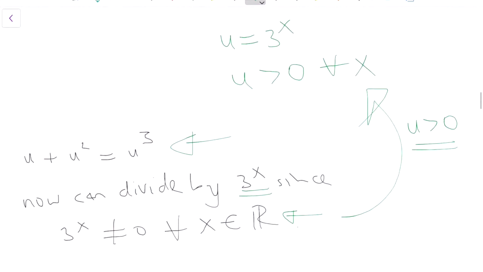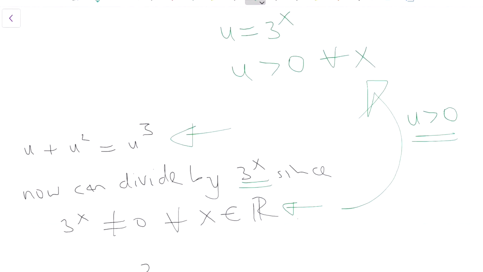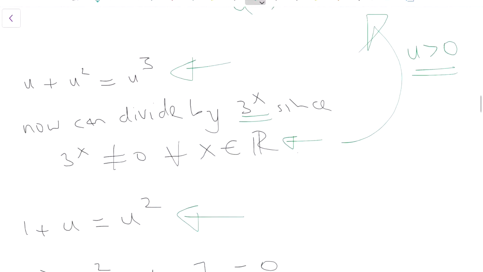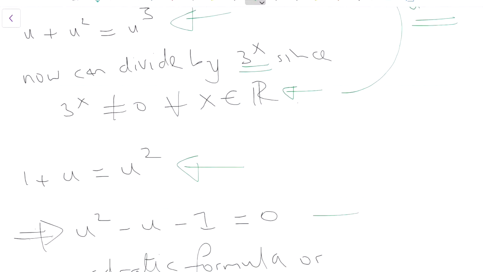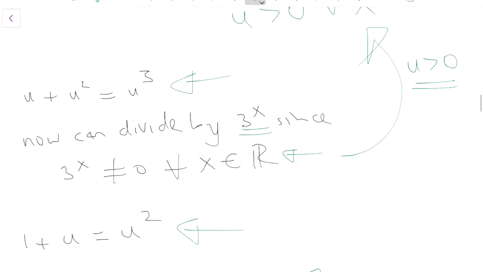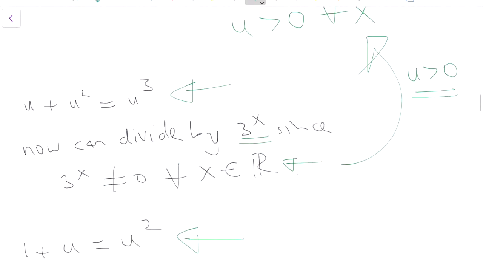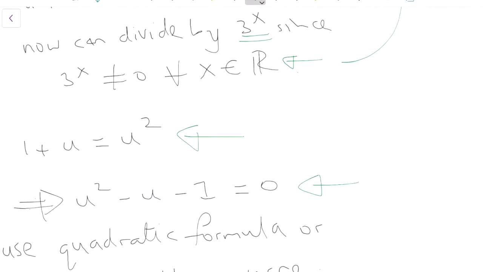So carrying on, dividing by u, we get 1 plus u equals u squared, which can then be rearranged to give this result right here. So it's a quadratic equation which can be solved. We can use the quadratic formula to solve this, because again we want the answer to 3 significant figures. Or we can complete the square, which is a nice trick to have in the bag whenever you're taking A-level exams. So how do you solve this?